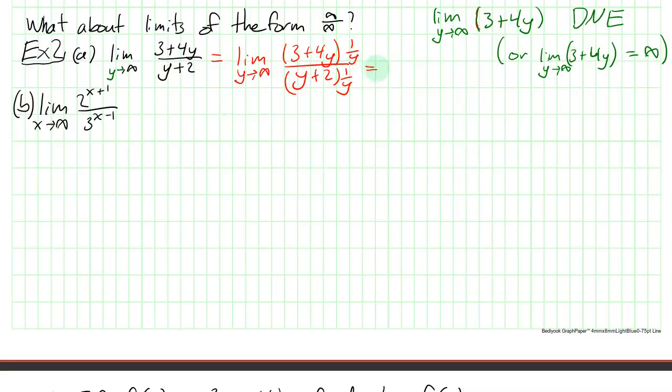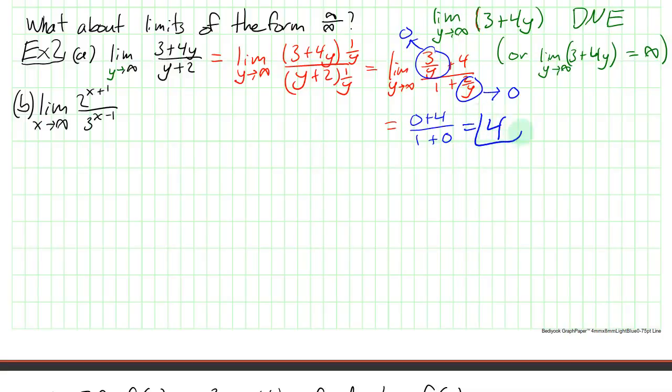And it ends up looking like the limit, and at this point, the top is going to get closer and closer to 4 because the 3 over y part just gets closer to 0 as y gets closer to infinity. 2 over y also gets closer to 0. So the whole thing ends up just getting closer to 0 plus 4 over 1 plus 0, which is also known as 4.